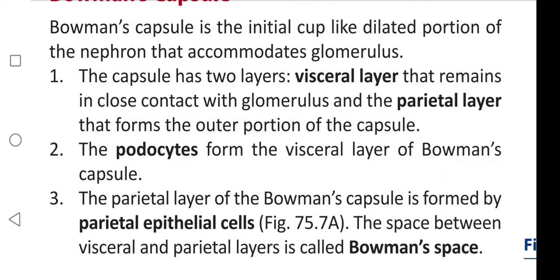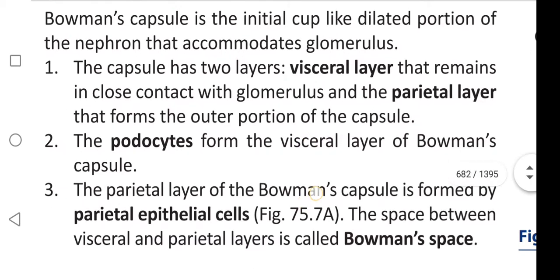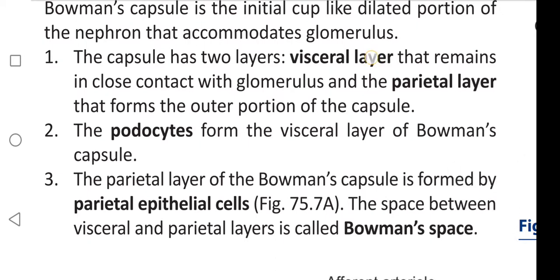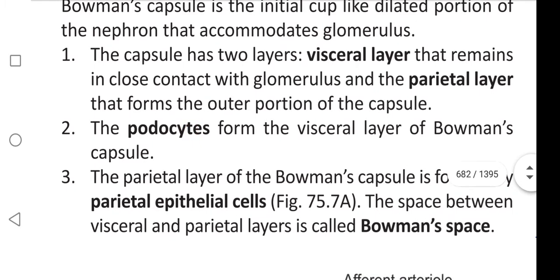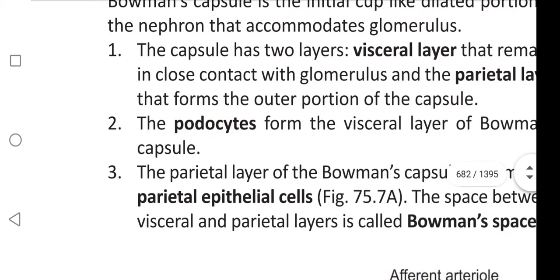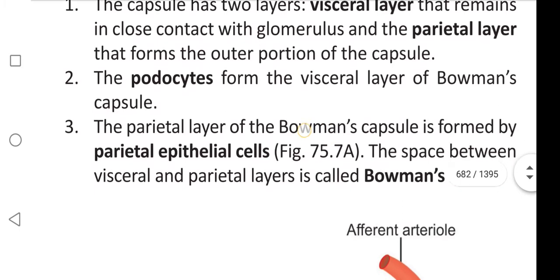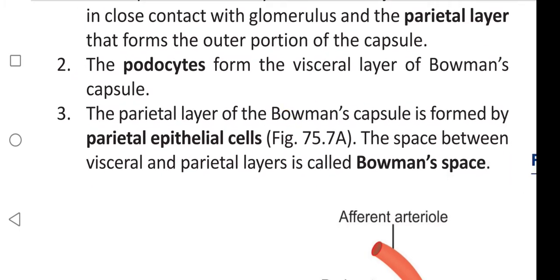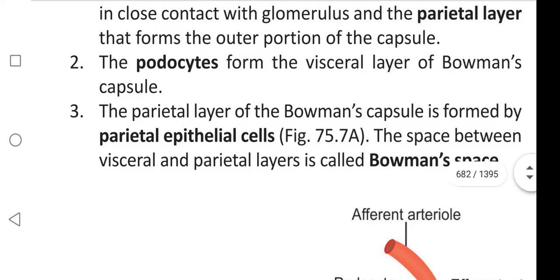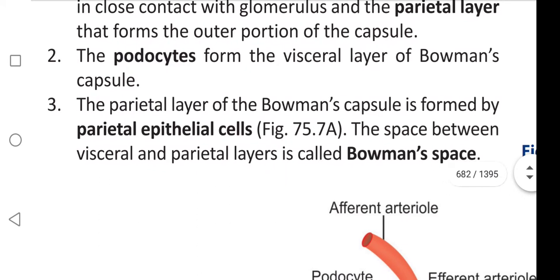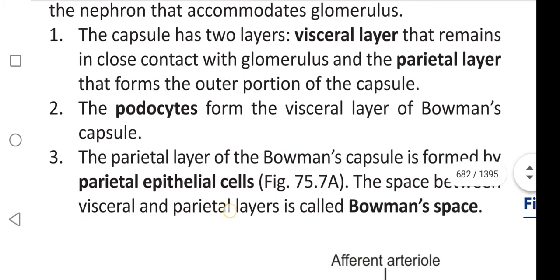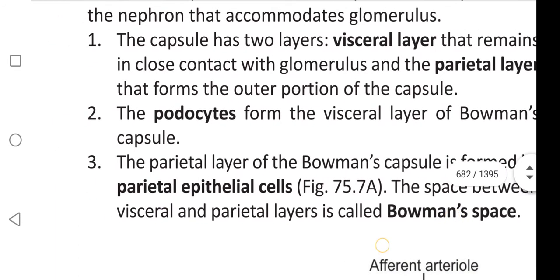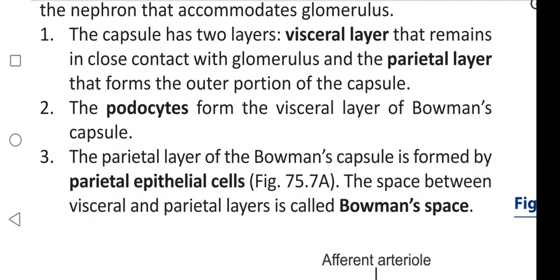Podocytes form the visceral layer of Bowman's capsule. Okay, the visceral layer is formed by the podocytes, and the parietal layer of Bowman's capsule is formed by the parietal epithelial cells, and the space between the visceral and parietal layers is called Bowman's space. Okay, we see in the diagram.